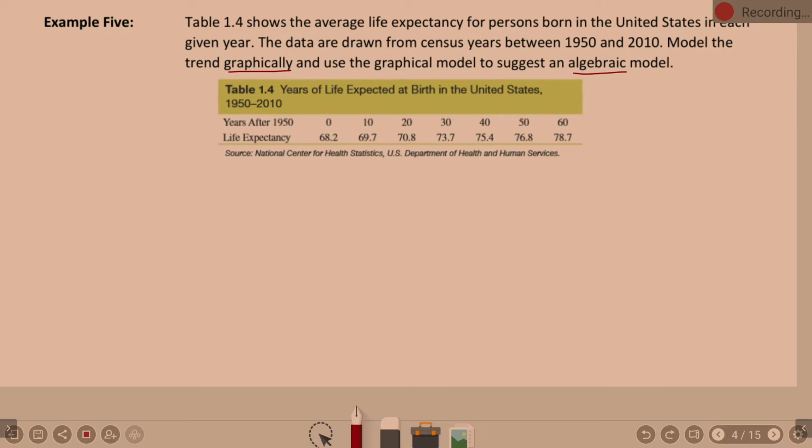So how are we going to model it graphically? Do the L1, L2 then graph it. Yeah. Go in and use our stat plot to graph it. I'll use the years as L1, the life expectancy as L2, and again we're going to use stat plot to look at the graph.